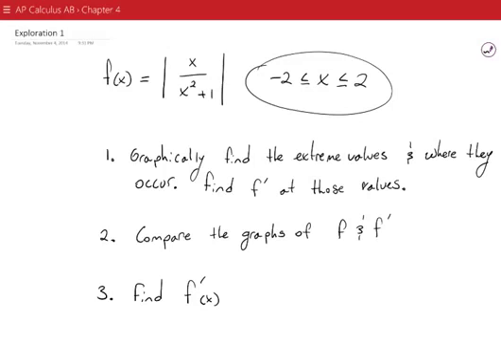2, compare the graph of the function and its derivative. You can graph them both in your calculator and talk qualitatively about how the two graphs are related to each other. And 3, actually take the derivative, find the derivative of the function. You can use your information from 1 and 2 to help you determine maybe how that absolute value plays a role in taking the derivative.